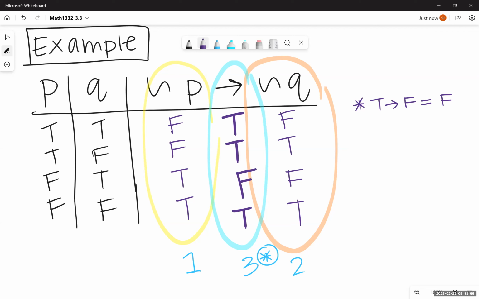So your answer column is T, T, F, T. Okay? And it's because with our conditional, the only time you get false is if you start on the left with a true and then you go to a false. Okay, so the order does matter with this.